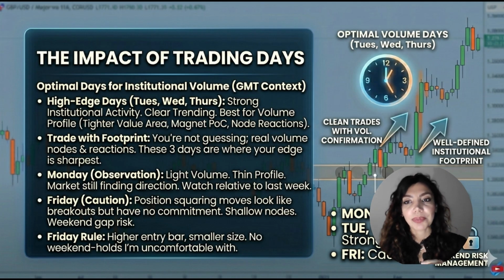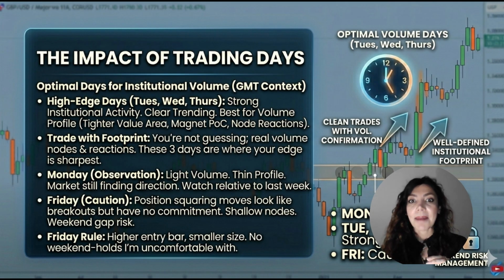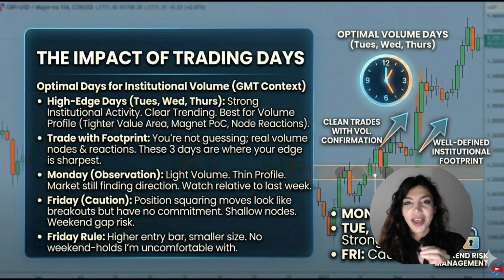The value area is well defined, point of control holds as a magnet, and when price reacts to a high volume node, it actually follows through. You're not guessing, you're trading with real institutional footprint behind you. This is the environment volume profile was built for.